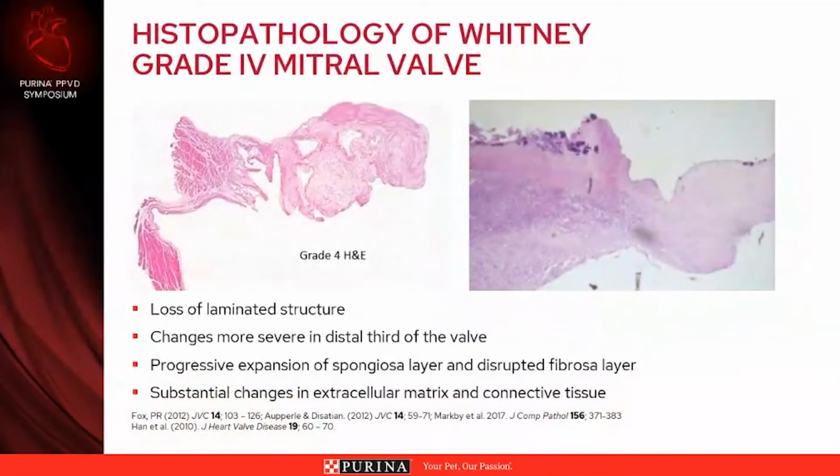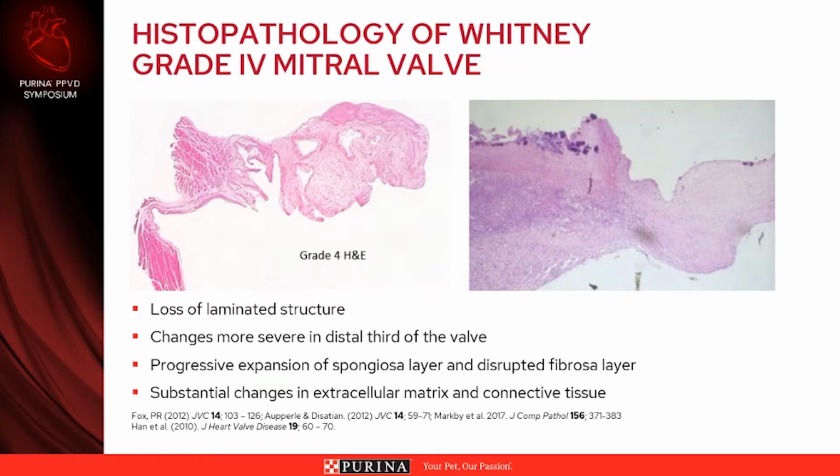In contrast, we have lost our laminated structure in our very severe Whitney grade 4 mitral valve lesions. So it becomes very much more disorganized. These changes tend to be in the distal part of the valve more than as they attach to the myocardium. There's a progressive expansion of the spongiosa layer with greater accumulation of our glycosaminoglycans and our proteoglycans, and there's more water accumulation within the valve as well.